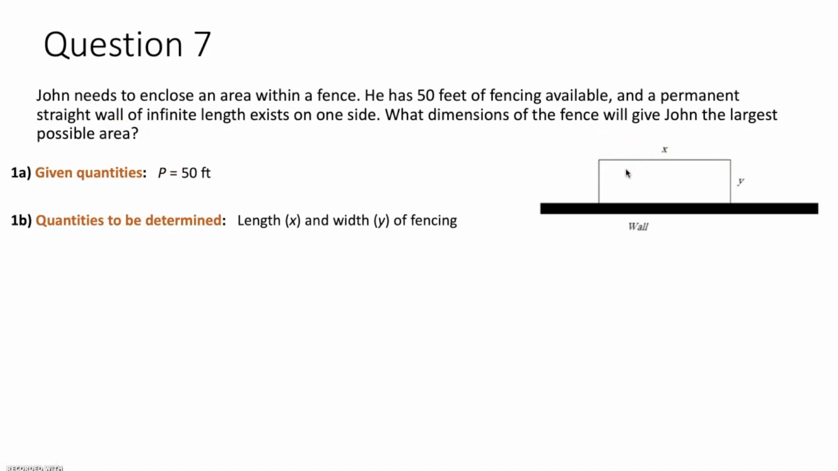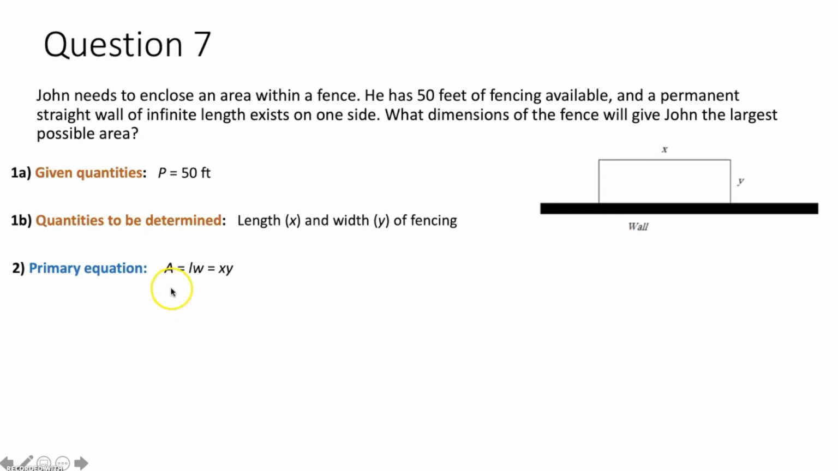Now we can move on to step 2, which is to state our primary equation, the equation that we are trying to optimize. So what are we trying to optimize? We're trying to optimize the area of this rectangle here. Now, because it's the area of a rectangle, we're going to use the area of a rectangle formula as our primary equation. Area is equal to length times width, or in this case, x times y.